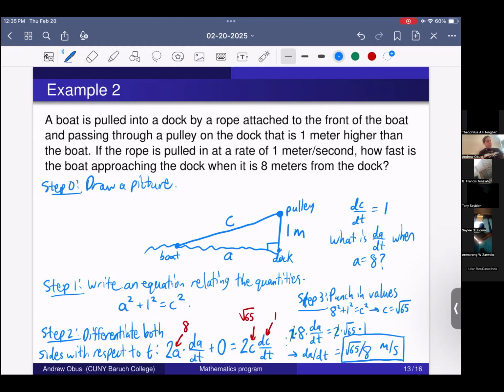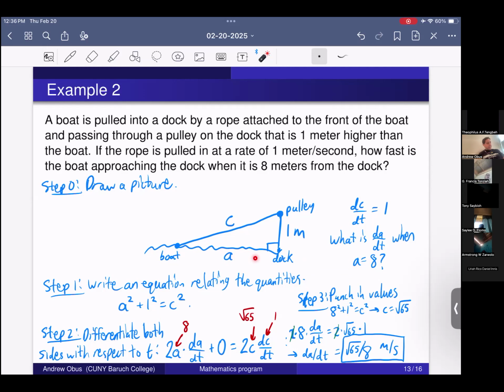All right, so this is how this problem works. It sounds complicated when you write it down, but when you actually do the mathematics, it's not so bad. You just draw a picture of your situation, you write down an equation relating the quantities, and then you differentiate both sides with respect to t. Once you do that, you have all of the information you need to solve for the quantity you want. So you want dA/dt, you need to know what's a, what's c, and what's dc/dt. But these things are all basically given to you.